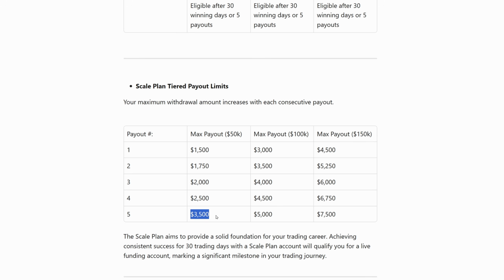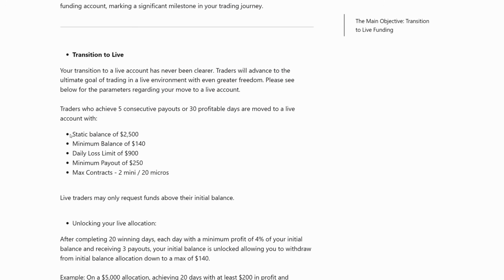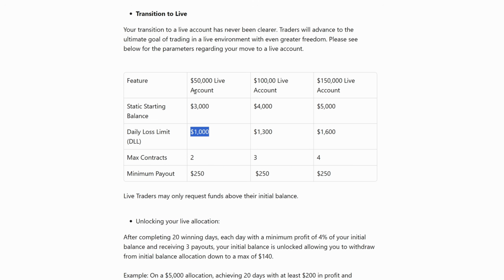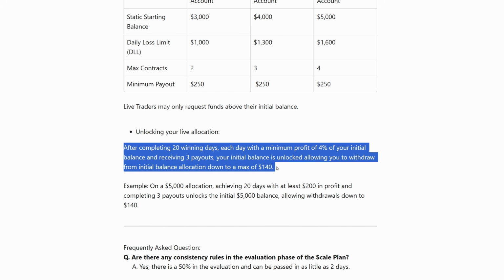Now, with MyFundedFutures, they have a clear path to live. And if you scroll down here and you look, you can see in this account, they start you off with a $3,000 live account balance. Now, when we compare that to the core, keep in mind, remember the static balance they start you out with was $2,500. So in the scale plan, if you do make it to a live account, then you are going to have a little bit more money to play with. They give you a little bit more for the daily loss limit. Instead of $900, they give you $1,000. Now, to unlock the allocation, meaning the money that they put into your account, you can see that it's the exact same rules as what we saw in the core plan.